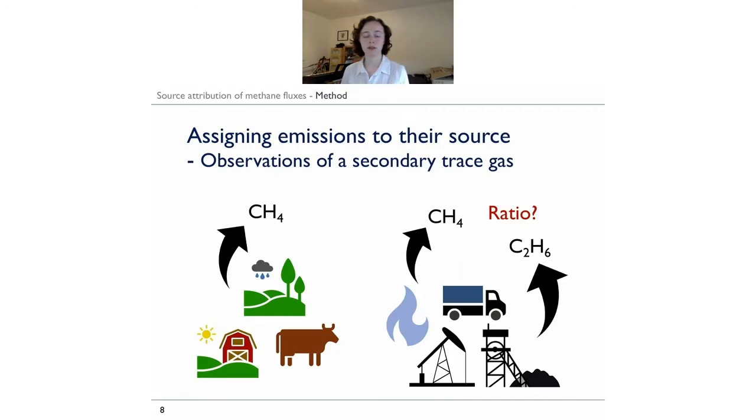So I'm using a different method, which involves using observations of a secondary trace gas that is characteristic of only certain sources of methane. I'm currently testing this method using observations of ethane, which is emitted from fossil fuel sources of methane, like oil wells, coal mines, and in the production and transportation of these fuels. But there is no ethane emitted from methane's other large sources, such as agriculture and wetlands. So if I measure a characteristic ratio of methane and ethane in the atmosphere, I can then infer that these methane sources are from a fossil fuel source.